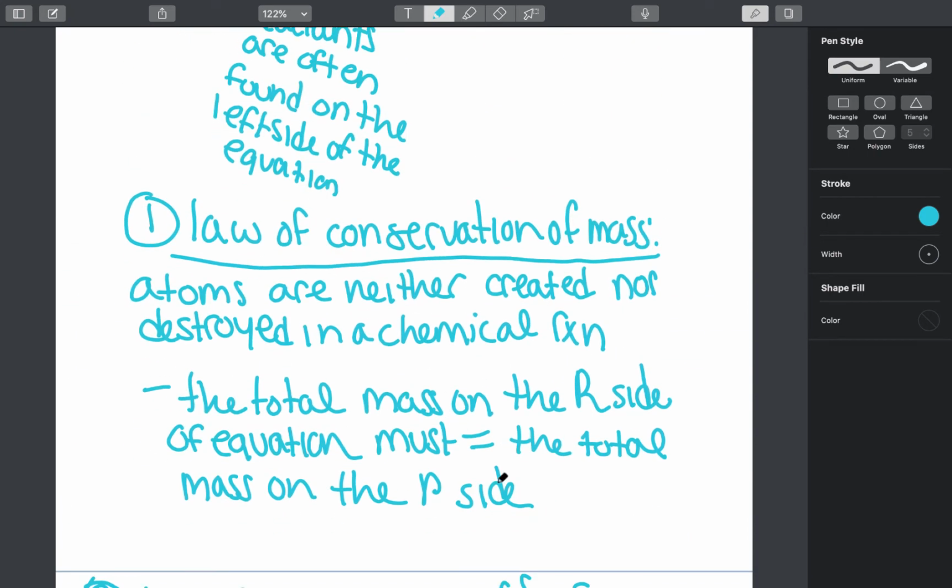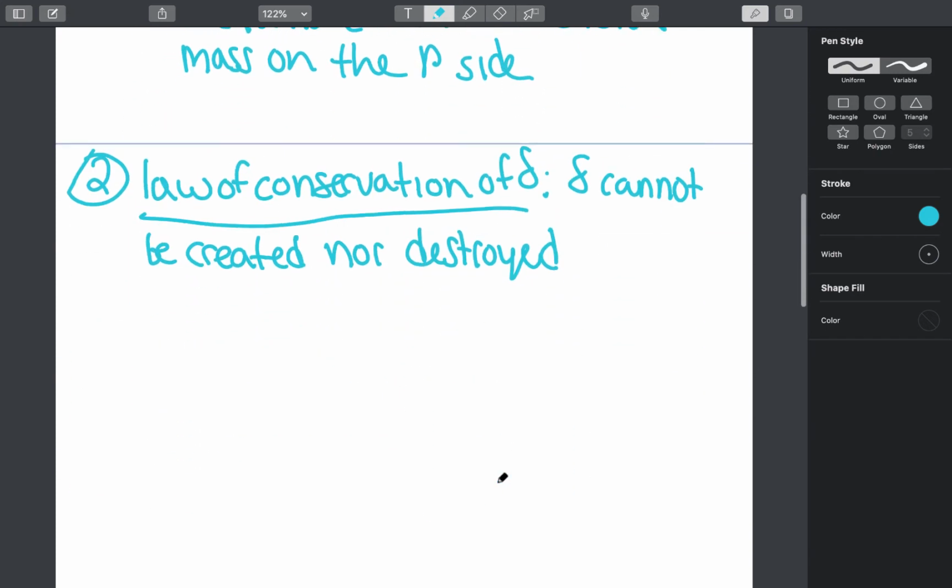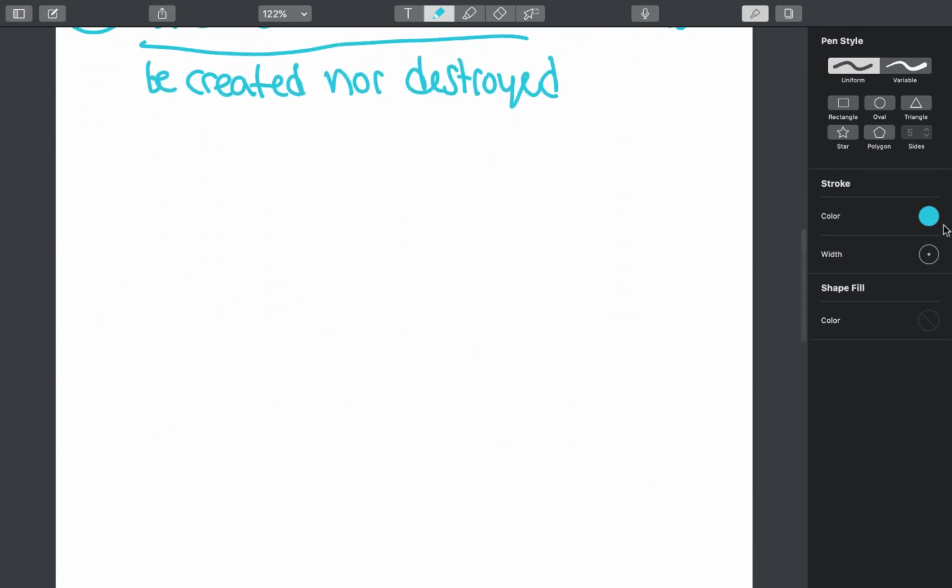So let's start by talking about a fundamental reaction. And I'm going to go through the process that I use in order to solve these types of problems. So we're going to start off with a very simple reaction.